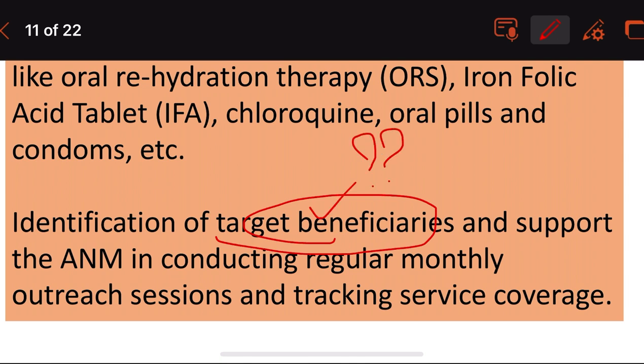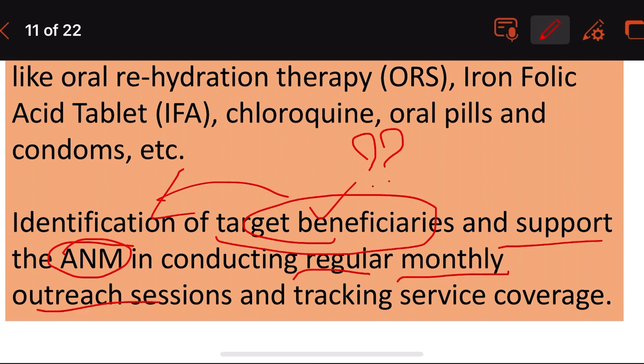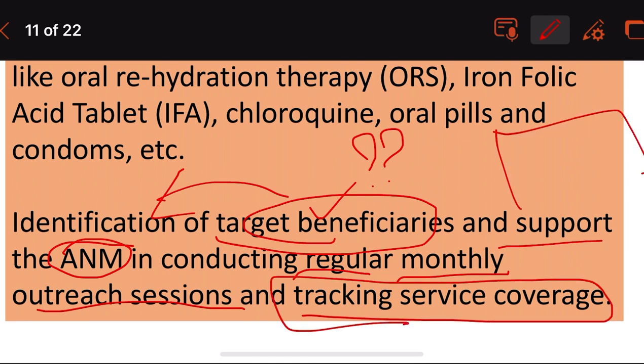Who are those target groups? She will identify the target beneficiaries and also support the auxiliary nurse midwife in conducting the regular monthly outreach sessions and also tracking the service coverage. She will track the service coverage in this area. For instance, the service coverage has been completed about this much for this area.